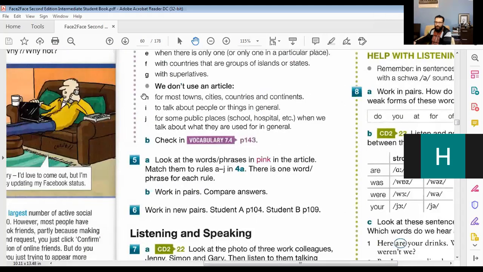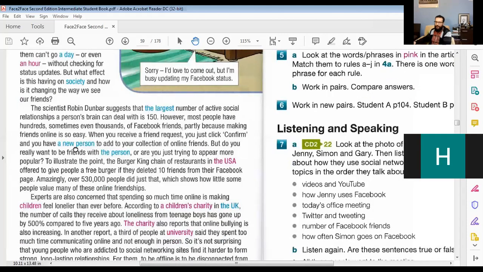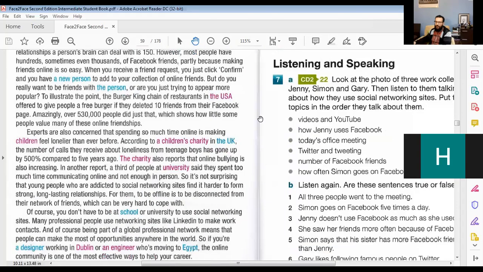Children, no article. But which rule? General. Yes. We're talking about people or things in general. We're speaking about children generally, nothing specific. Children, that's it. All right, very nice. A children's charity. A children's charity. And after that, pay attention. The charity. Do you get the idea? Do you see what's happening here? Yeah, the charity.